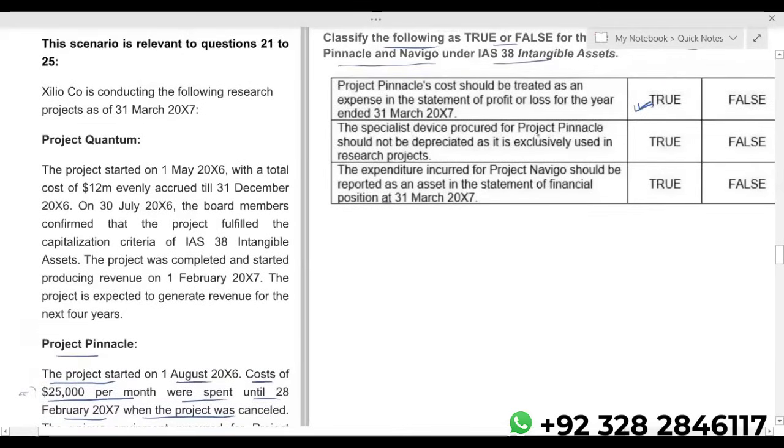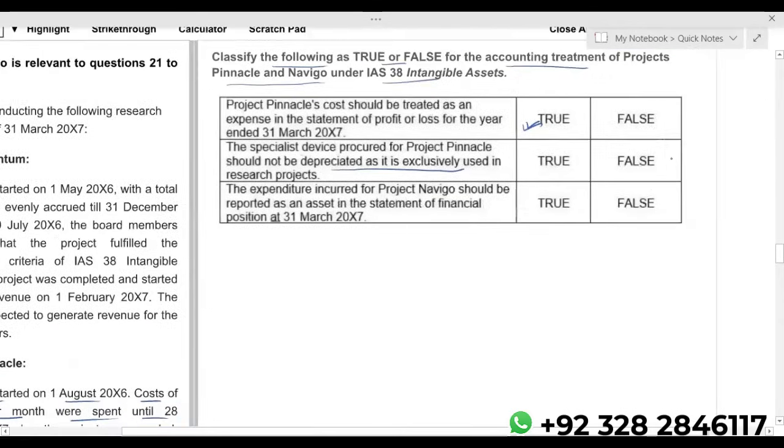The specialist device procured for the Project Pinnacle should not be depreciated as it is exclusively used in the research phase. That's false. Why? Suppose I have taken a specialist device for research purposes, agreed. Assuming the useful life is 5 years, the useful life is 10 years. So logically, I'll be depreciating over the life. So I will depreciate.